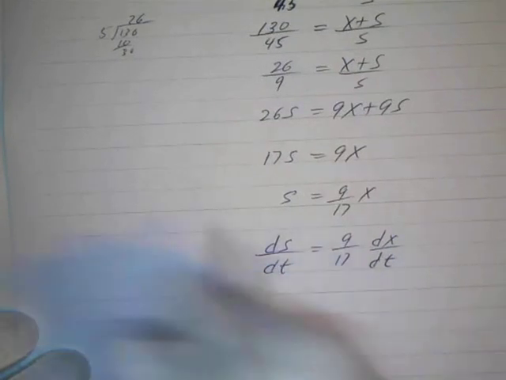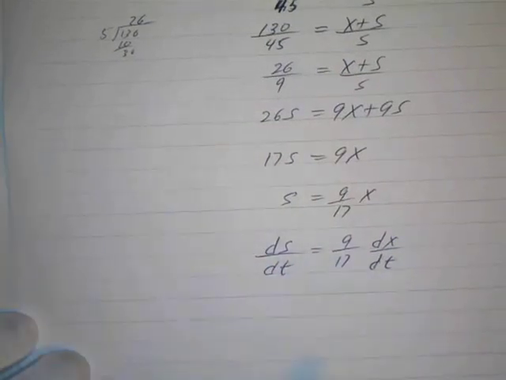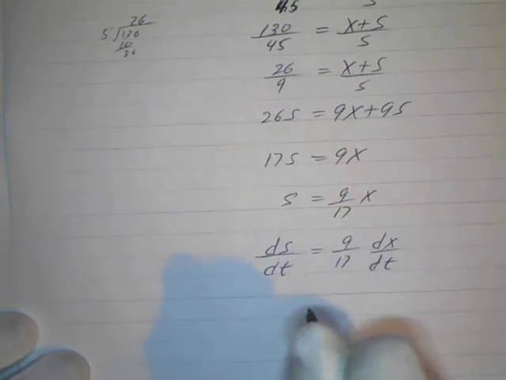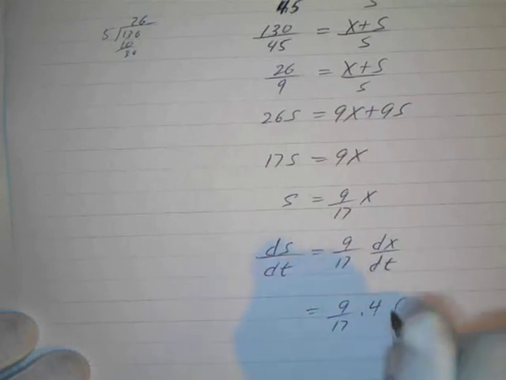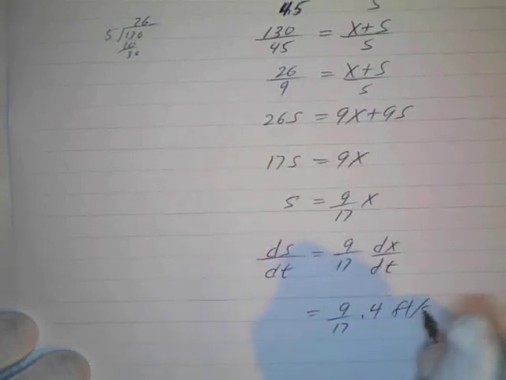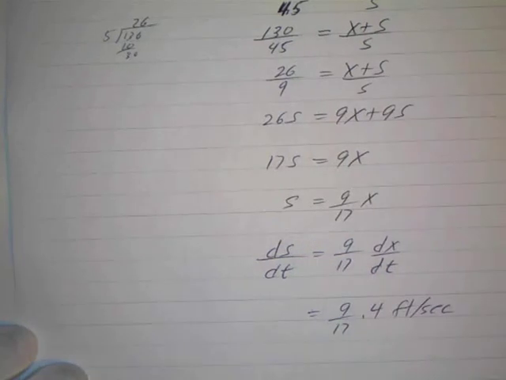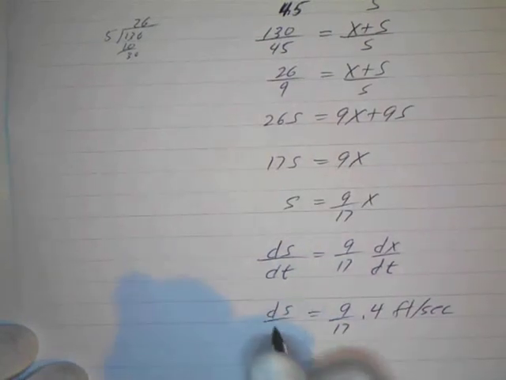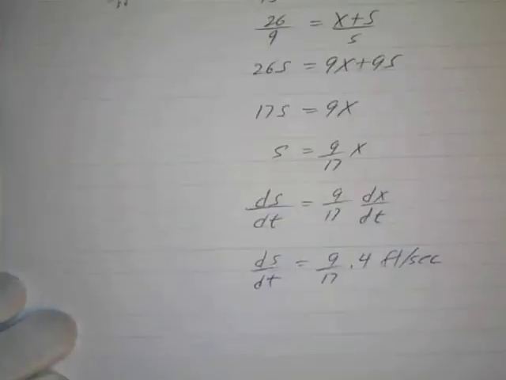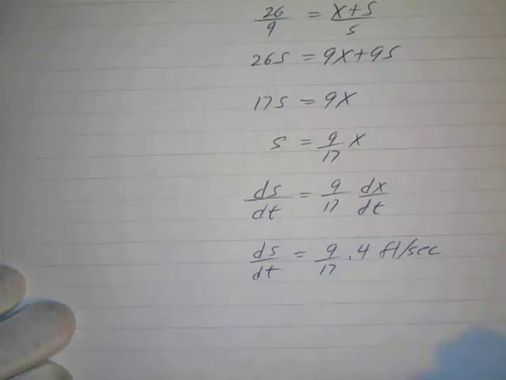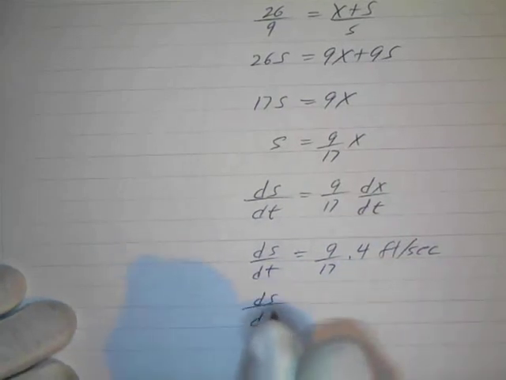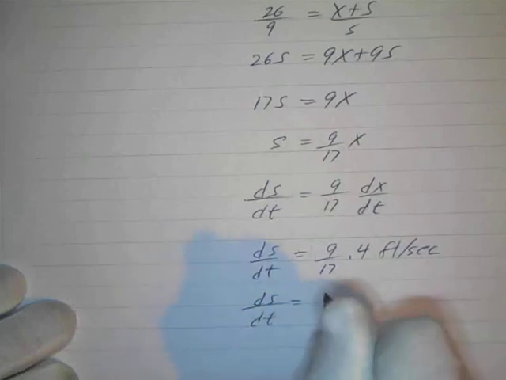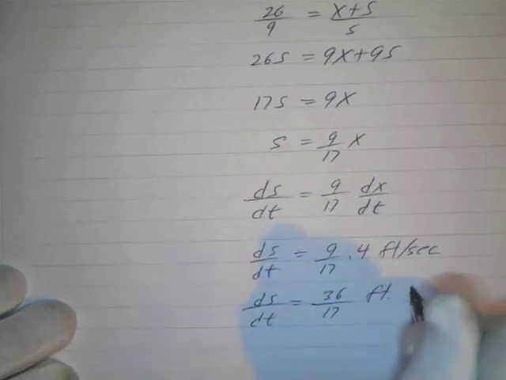And we're looking for this. We've got the dx/dt is 4. So we have 9 over 17 times 4. That's going to be feet per second. That's going to be my ds/dt. And 9 times 4 is 36, and there's no simplifying, so that's what we got. So ds/dt equals 36 over 17 feet per second.